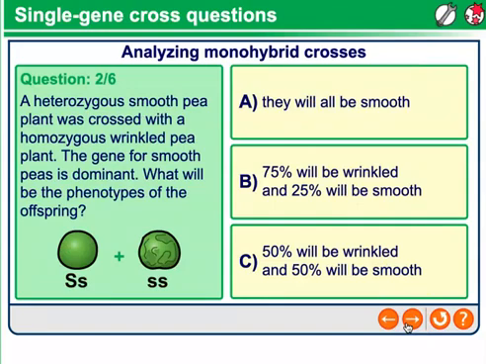Question number 2. A heterozygous smooth pea plant was crossed with a homozygous wrinkled pea plant. The gene for smooth peas is dominant. What will be the phenotypes of the offspring? So we've got a heterozygous crossed with a homozygous. With this cross, 50% will be wrinkled and 50% will be smooth.